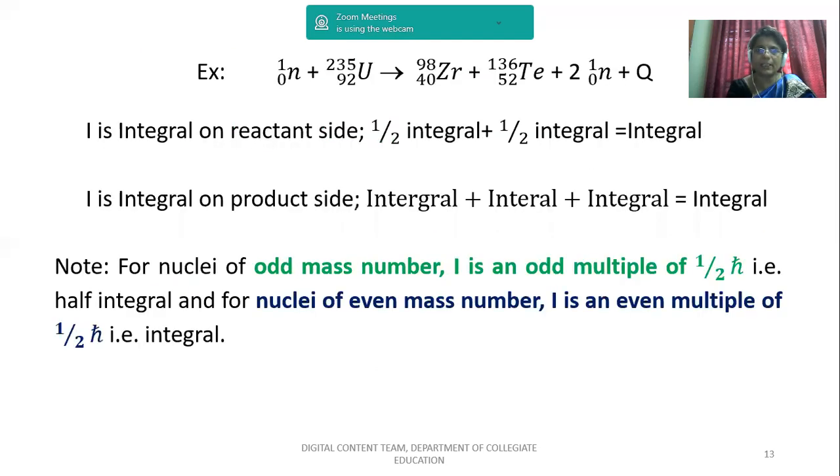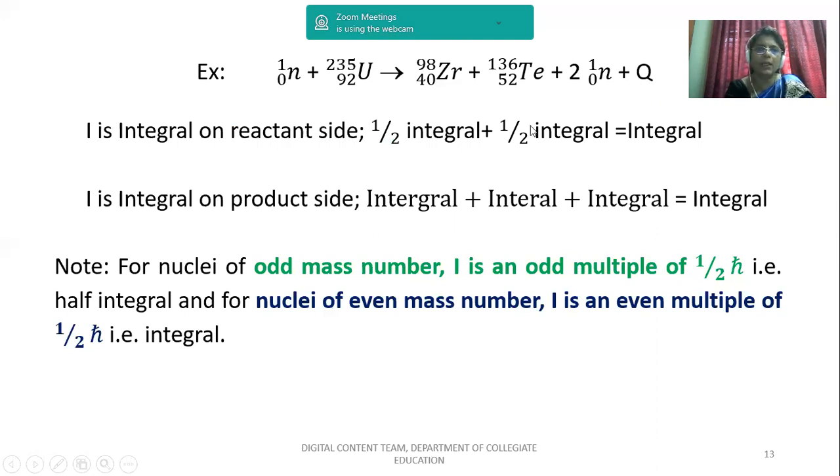So this we can analyze through the example considering the interaction between uranium-235 with atomic number 92, and when it interacts with a neutron, it gives rise to two lighter nuclei of comparable masses. Here in this particular process, zirconium-98 with atomic number 40, and tellurium-136 with atomic number 52, along with the release of two neutrons and energy released in the equation represented by Q.